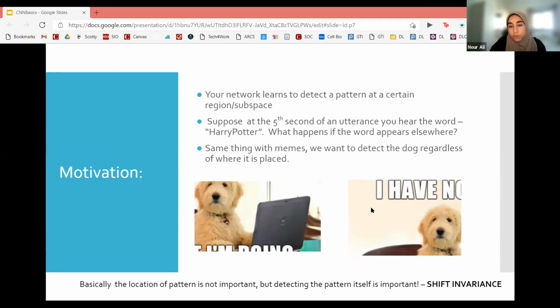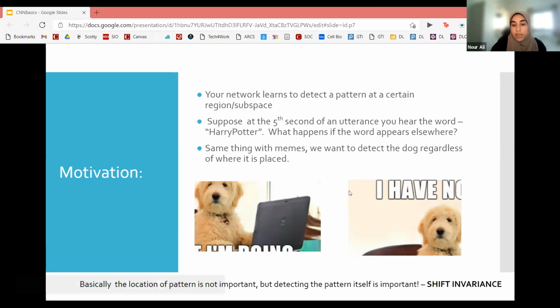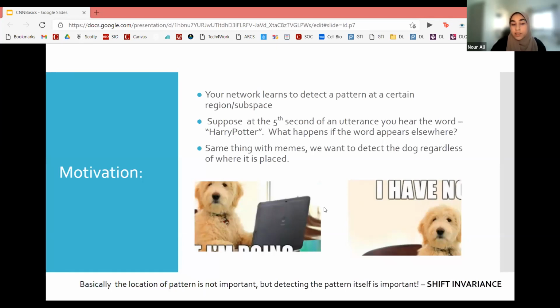Same thing with memes or more generally images. Suppose you want to build an MLP to detect whether there's a dog in an image or not. So you train it on images like this one over here, where the dog is always on the left side. Would it be able to detect the dog if I gave it this image where the dog is on the right? Unfortunately not. We say that the process of having our pattern being recognizable regardless of its location is called building a shift invariant network. Basically, if the entire pattern shifts, the network should still be able to detect it.